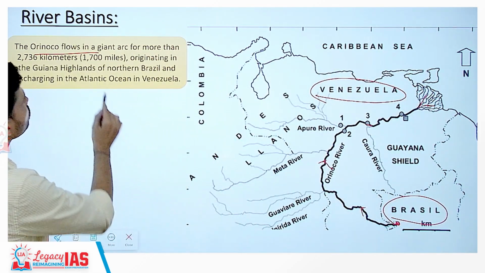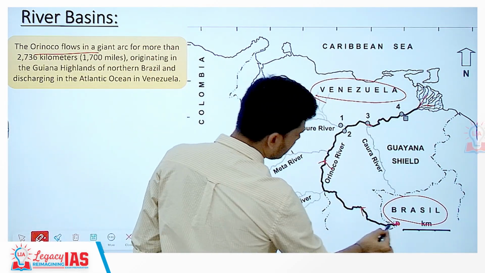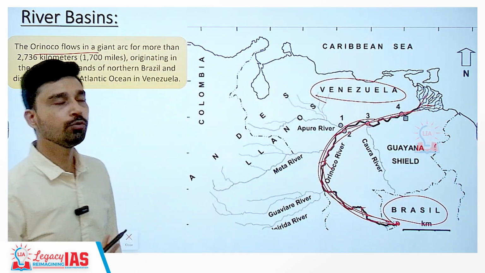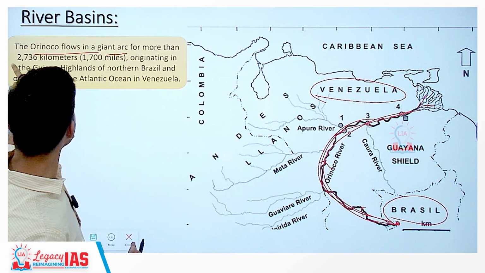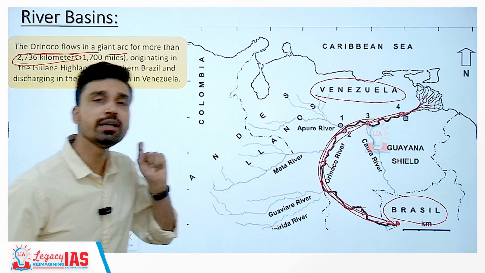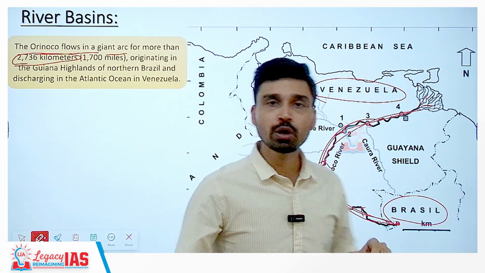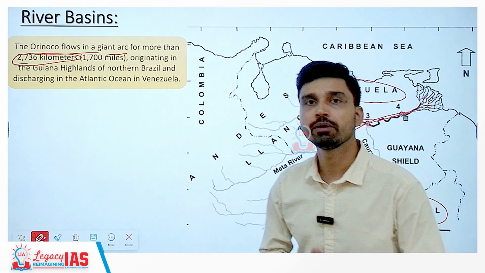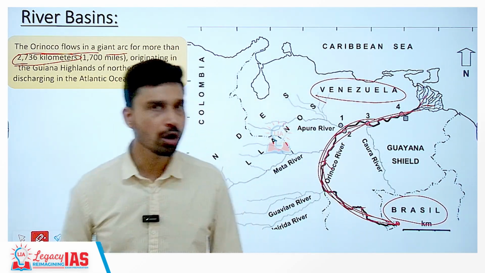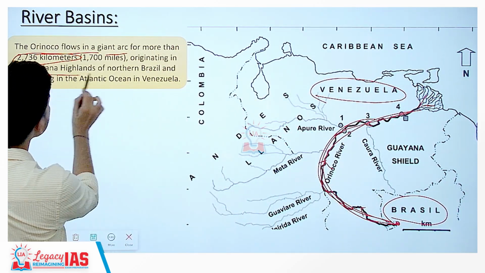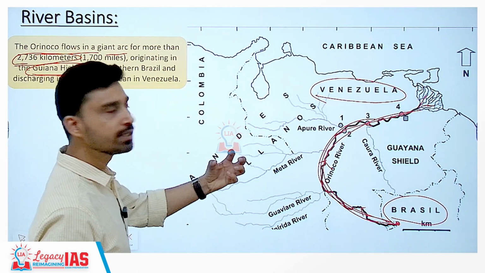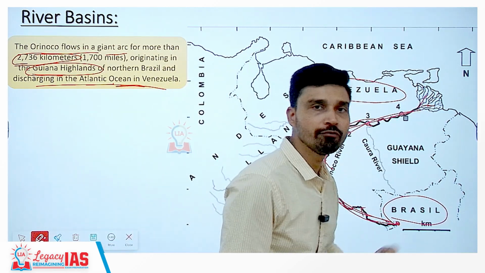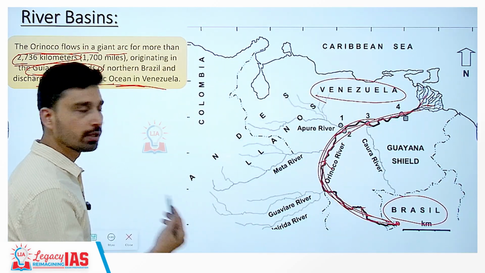So the Orinoco river flows in a giant arc, because if you look at the shape of this river basin, it looks arc-like. It flows for more than 2,736 kilometers. Now again, if you compare, this river is longer than the Ganga river. The length of the Ganga river is 2,525 kilometers. So the Orinoco river is almost 200 kilometers longer than the Ganga, originating in the Guiana highlands of northern Brazil and discharging in the Atlantic Ocean along the coastline of Venezuela. That is the overall Orinoco river.